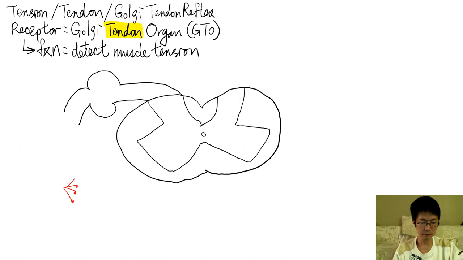Now we have the Golgi tendon organ here. I am lazy, so I just call it GTO. I apologize for my laziness. Golgi tendon organ will also send an afferent neuron, and the cell body of the afferent neuron is also in the DRG, dorsal root ganglia, and then it will bifurcate, it will split into 3 parts.